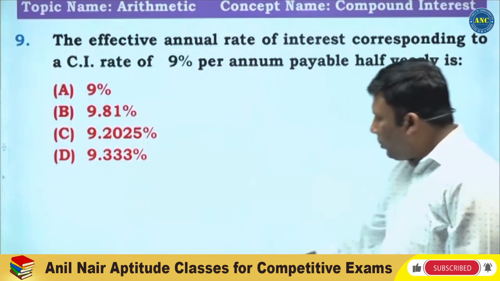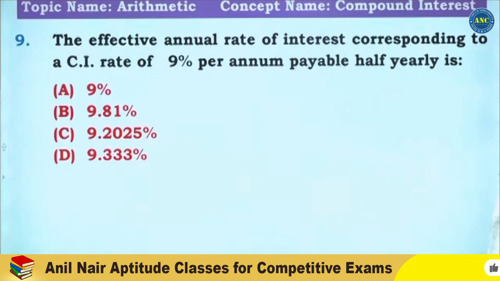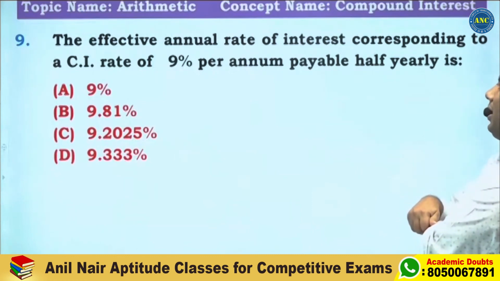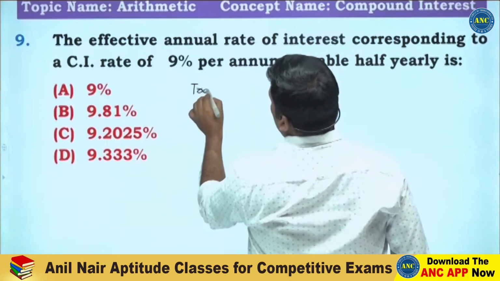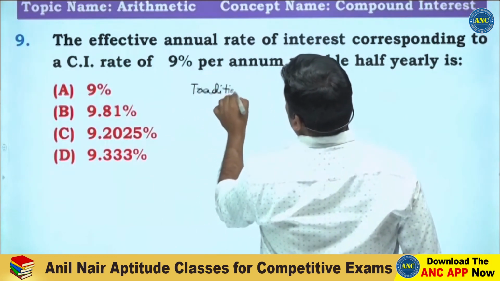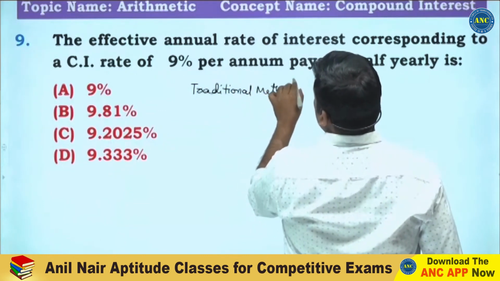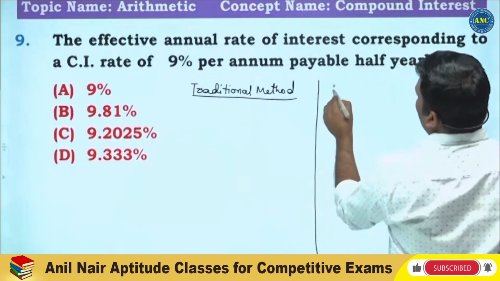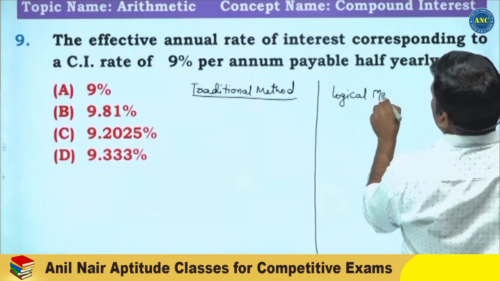Now, see here. The effective annual rate of interest corresponding to a compound interest at a rate of 9 percentage per annum, payable half yearly. Payable half yearly. Now, see here. First we will do the traditional method, then I will do Anil Nair's way of solving. Logical method. My methods are very, very logical by nature.